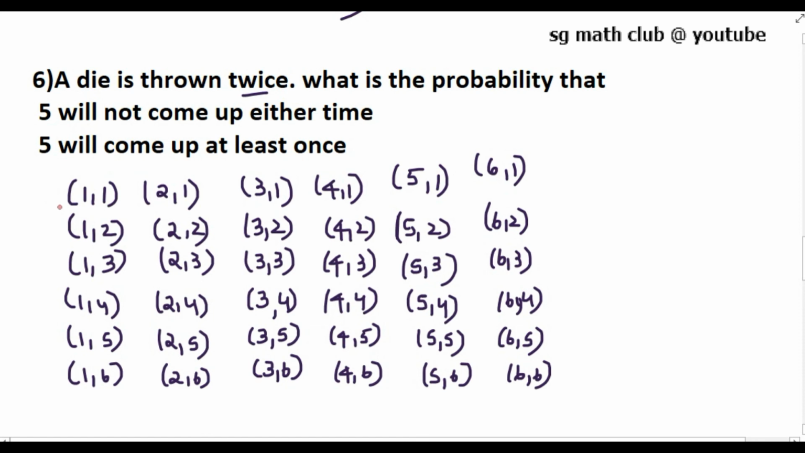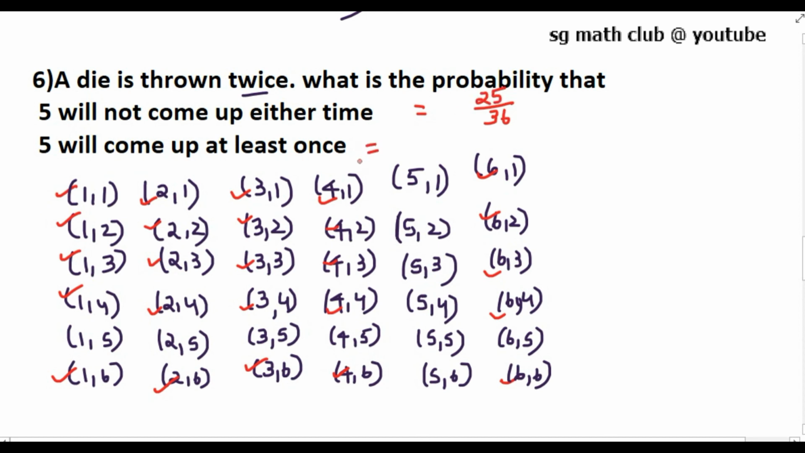5 will not come up either time. So 5 will not come up means here 5 is not there. 1, 2, 3, 4, 5, 6, 7, 8, 9, 10, 11, 12, 13, 14, 15, 16, 17, 18, 19, 20. Here the full set I cannot take because 5 is there. 21, 22, 23, 24, 25. So total number of outcomes is 36. Favorable outcome is 25 by 36.